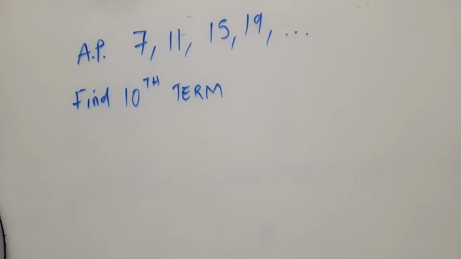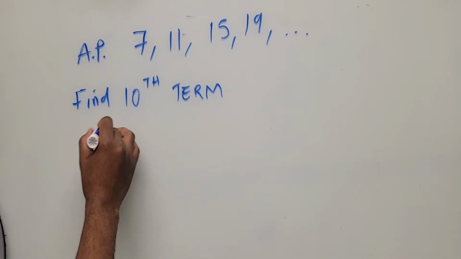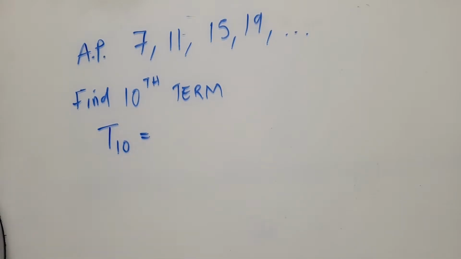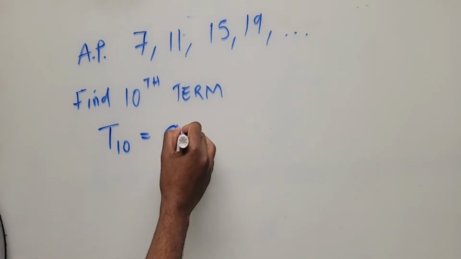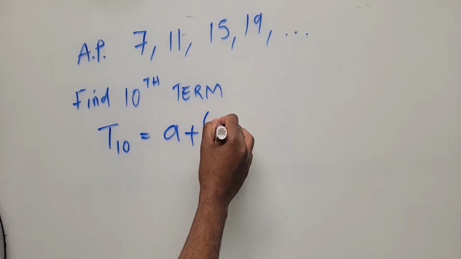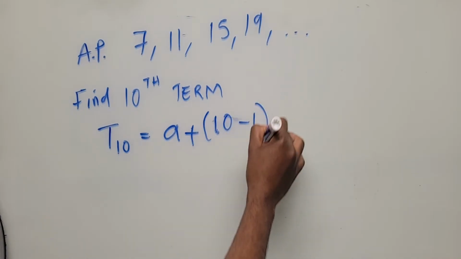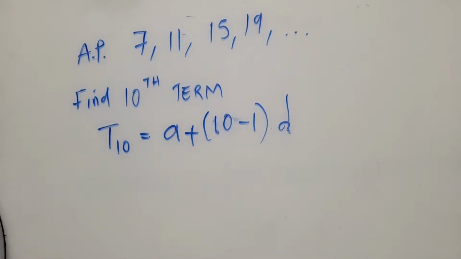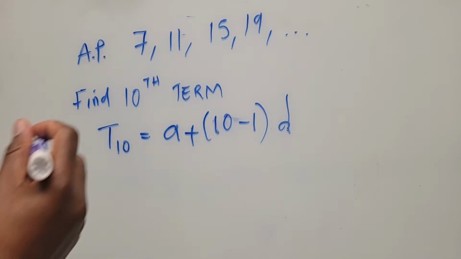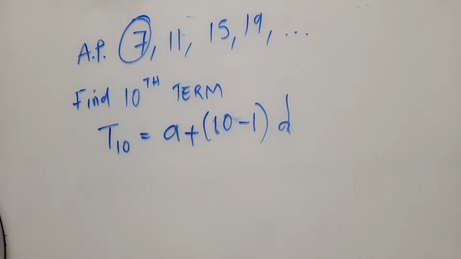So for us to find the 10th term, we're going to use our simple formula. Term number 10 is equal to a plus 10, which is our n, then minus 1 multiplied by d. So d is the common difference. You can see that our first term is 7, and 11 minus 7 is 4. So our d is 4.